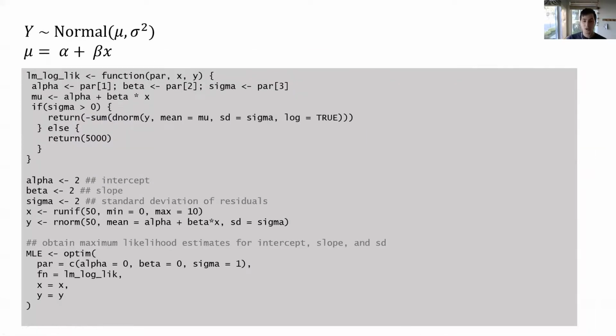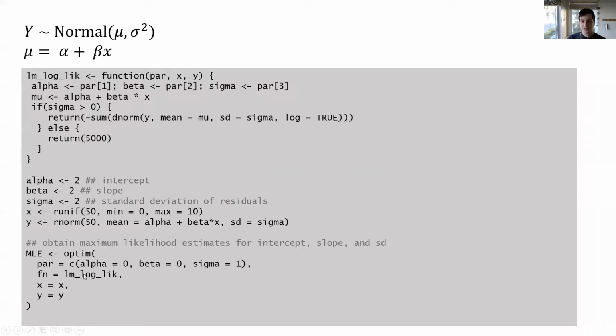Let's do this for a slightly more complex model, a linear regression. You can see that all we've done to change our negative log likelihood function is add an argument y, broken our par argument out into alpha, beta, and sigma instead of mu and sigma, and then assign mu as alpha plus beta times x. We then simulate some data where the intercept, slope, and standard deviation around the regression line are all 2. Our x values are 50 random values between 0 and 10, and our y values are random values from a normal distribution with mean alpha plus beta times x and standard deviation sigma. The optim call here isn't very different either.